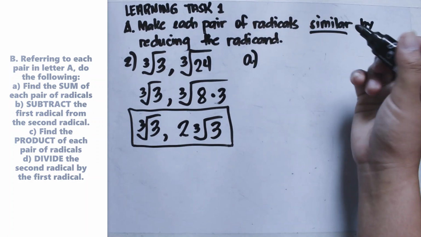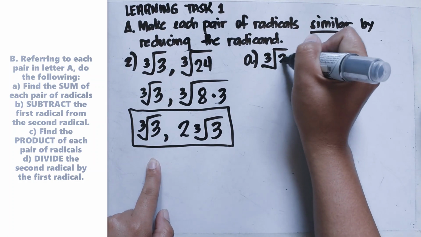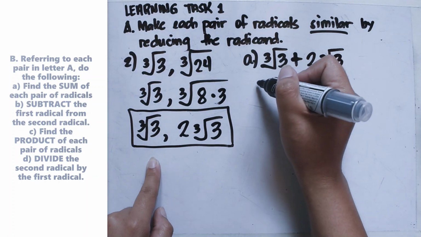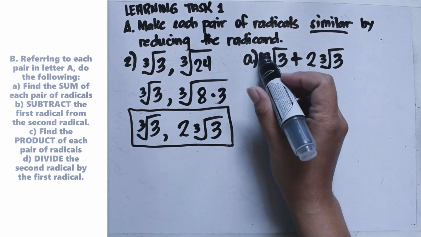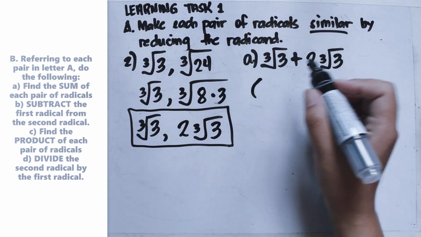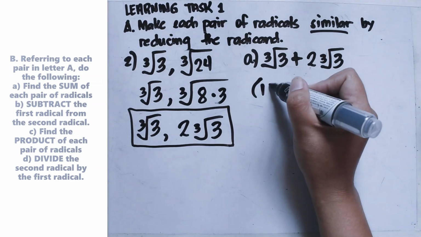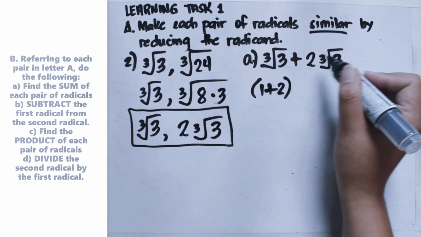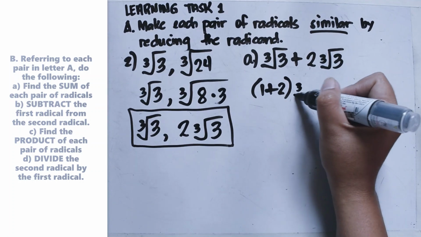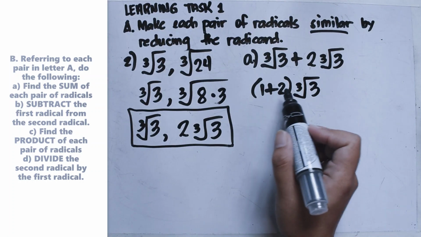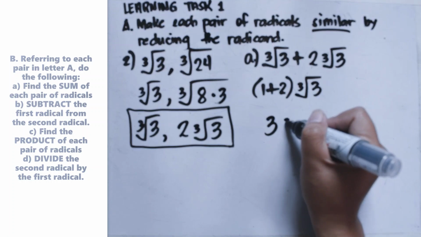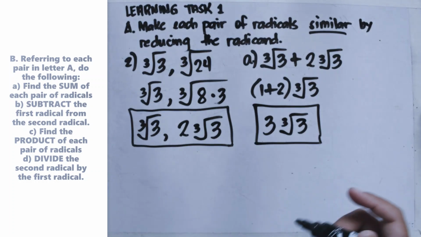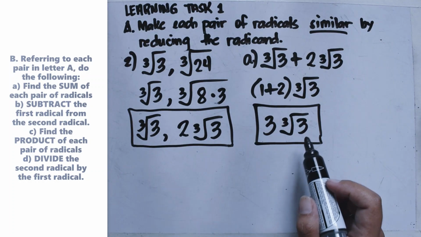So, sabi sa letter A, find the sum. So, we have cube root of 3 plus 2 cube root of 3. Similar yan. So, therefore, just simply add the numerical coefficient. Kapag walang numerical coefficient dito, automatic yan ay may invisible na 1. Nakuha. And then, plus, yung numerical coefficient nito, 2. And then, just copy the same radical. So, we have cube root of 3. Nakuha. So, we have 1 plus 2 is 3. And then, just copy cube root of 3. So, therefore, ito na po ang ating final answer sa letter A. So, we have 3 cube root of 3.